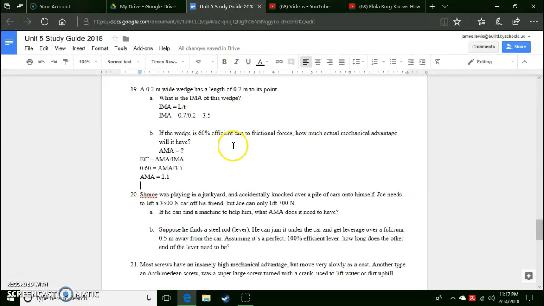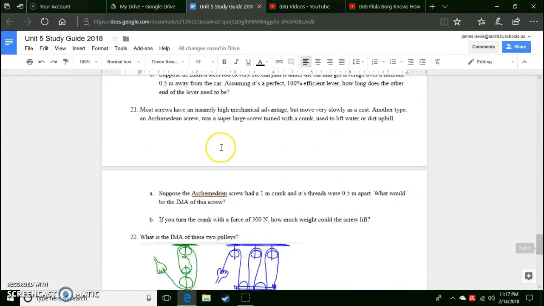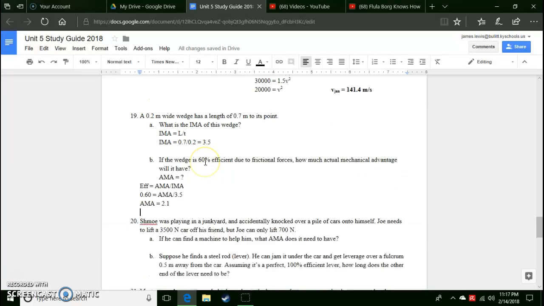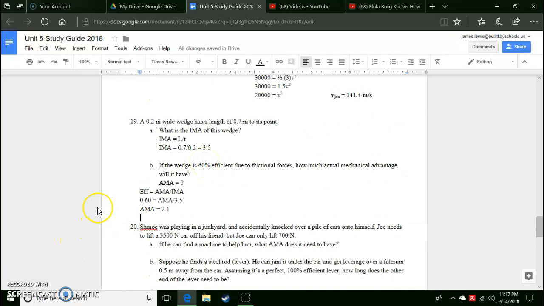This is the fourth one. I'm going through the simple machines. I'm going to try to blast through these last five as quick as I can because I don't want to try to do a fifth video. You all have already probably watched enough if you've watched the whole thing. So I already did number 19, that was the wedge.